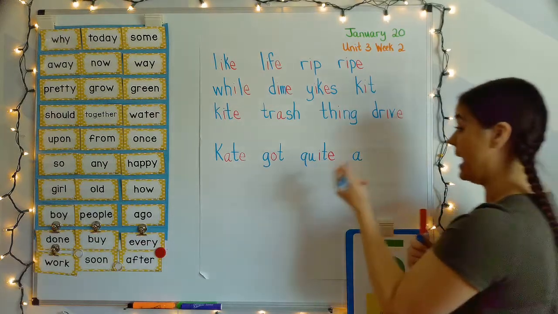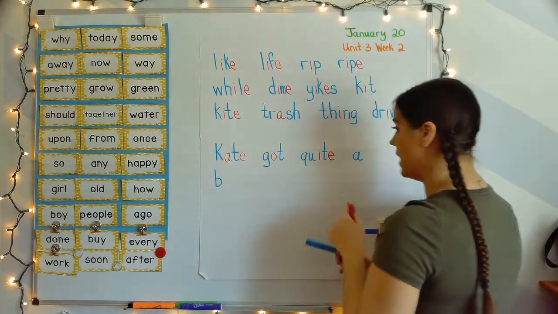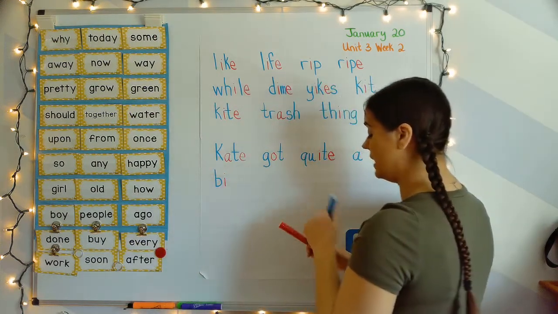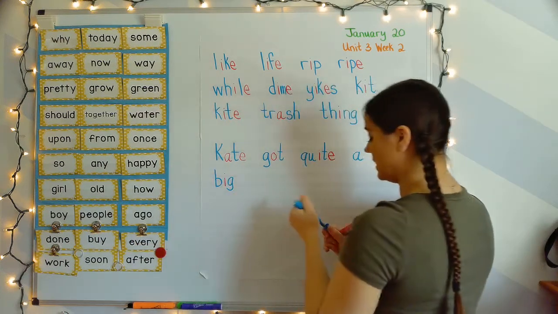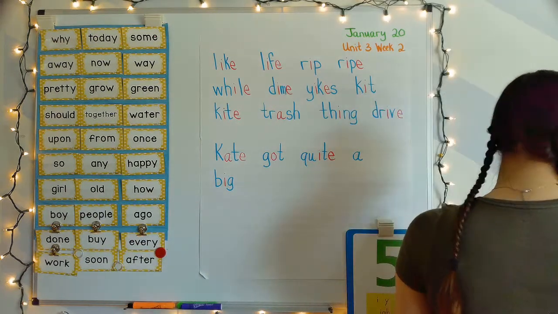High frequency word A. B says ba. I says i. G says ga, ba, ig, big. Kate got quite a big.